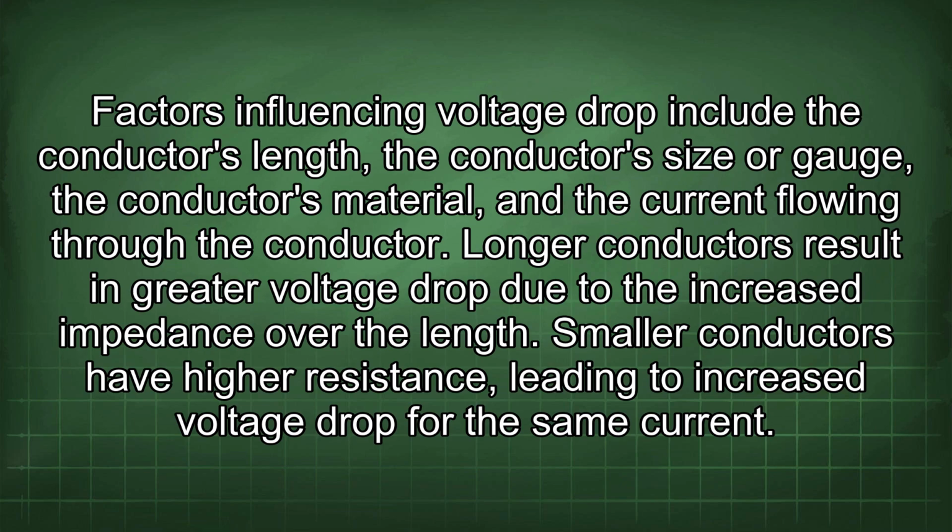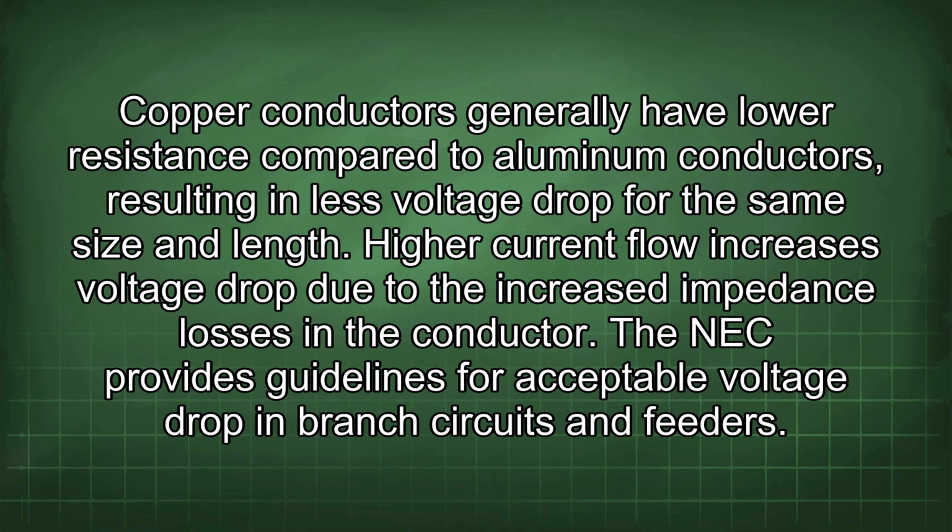Longer conductors result in greater voltage drop due to the increased impedance over the length. Smaller conductors have higher resistance, leading to increased voltage drop for the same current. Copper conductors generally have lower resistance compared to aluminum conductors, resulting in less voltage drop for the same size and length. Higher current flow increases voltage drop due to the increased impedance losses in the conductor.